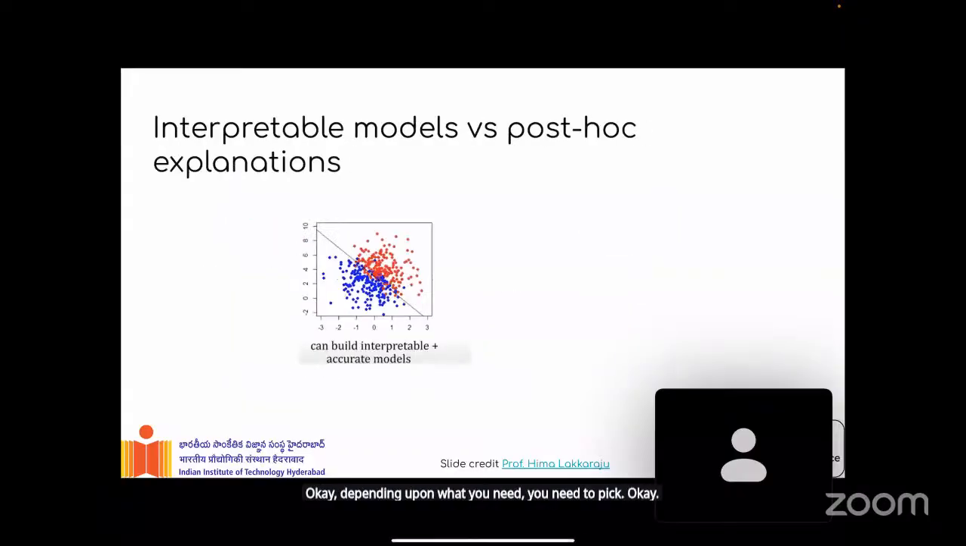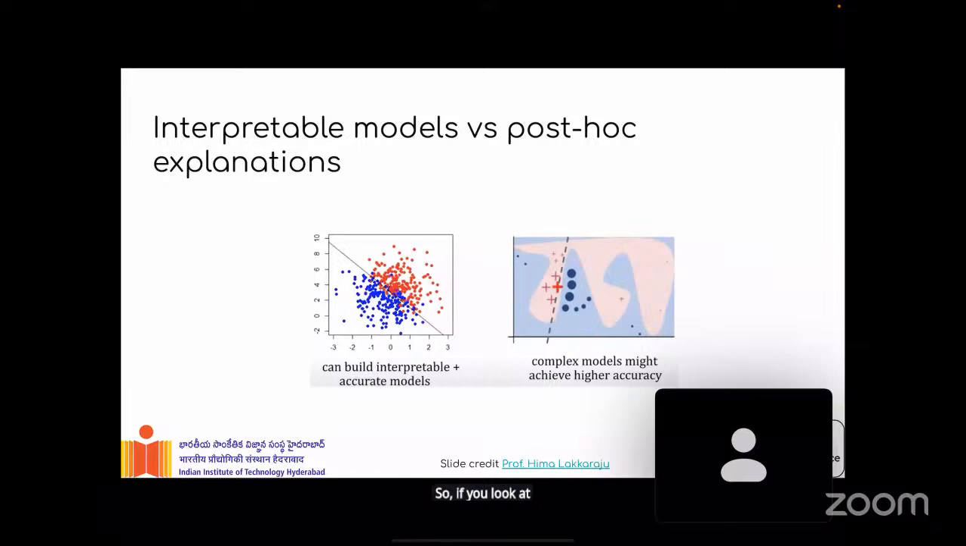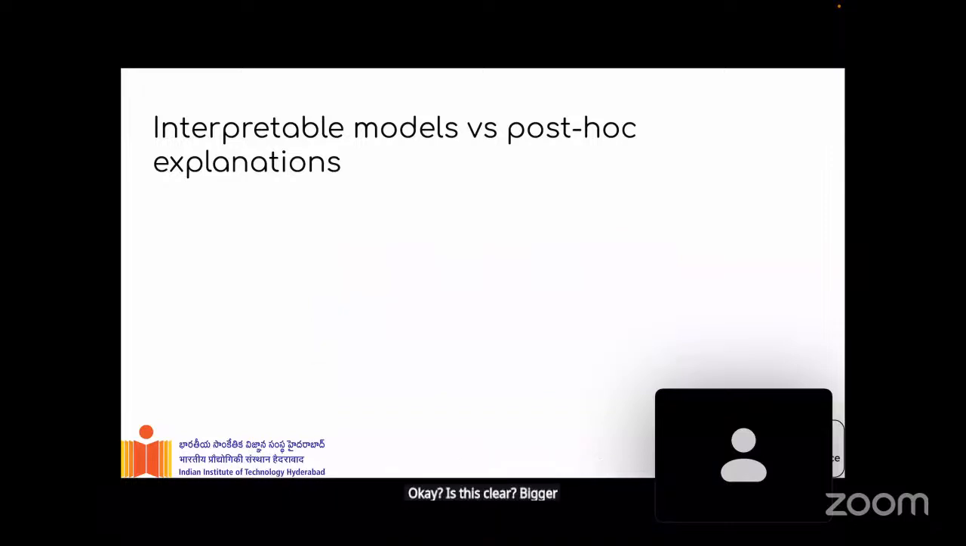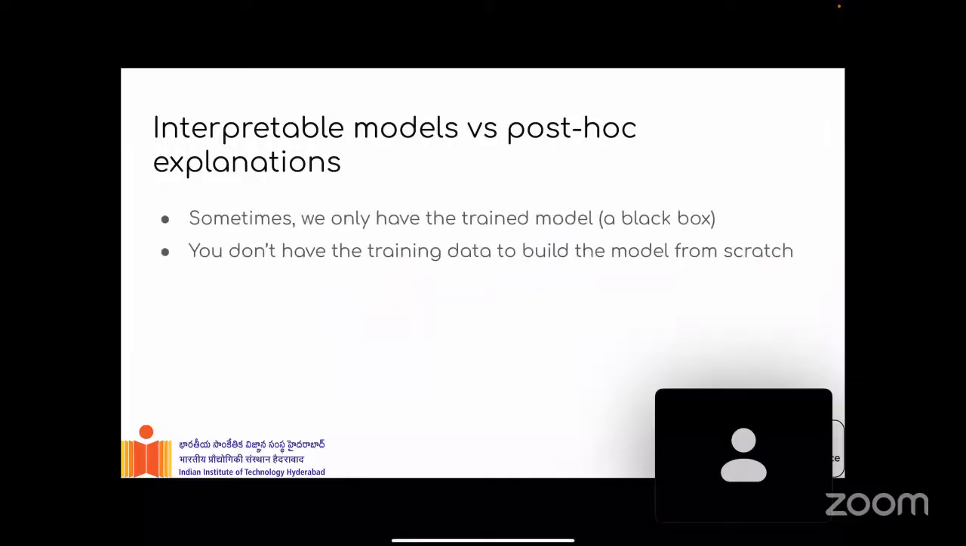If you look at the left hand side, it's a relatively simple problem. Even a line can separate with 90-95% accuracy, blue on one side, red on the other side. That is why you can use a simple linear model here. But on the right hand side, you see a very complex, very non-linear decision boundary, blue versus red. In this case, you have to go for a complex deep neural network and ask for local explanations. Is this clear? Bigger picture? Yes, sir. Okay. All right.